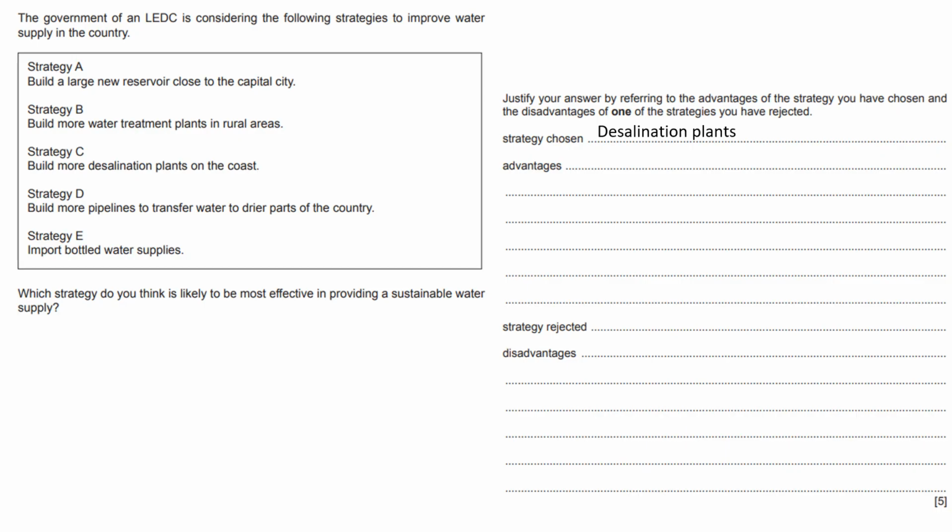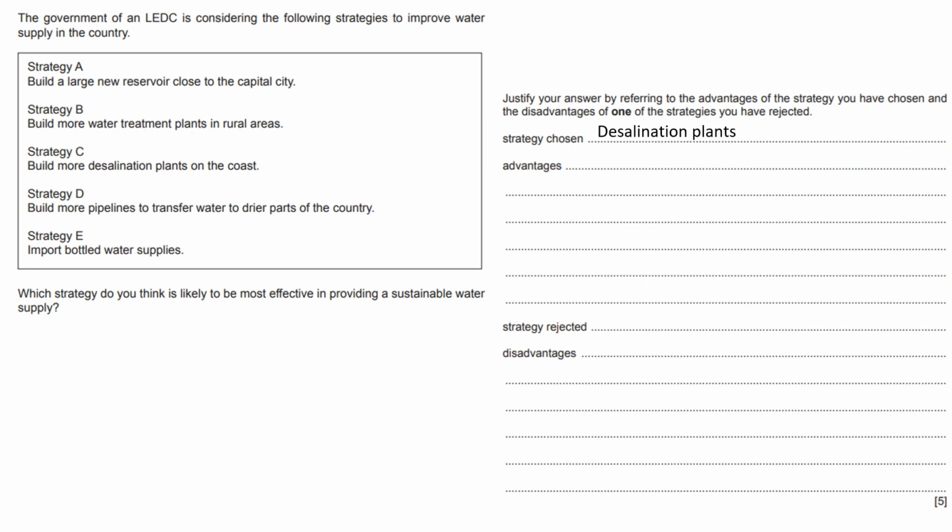Two, which is strategy B, is to build more water treatment plants in rural areas. Strategy C is to build more desalination plants on the coast. Then strategy D is to build more pipelines to transfer water to drier parts of the country. And strategy E is to import bottled water.